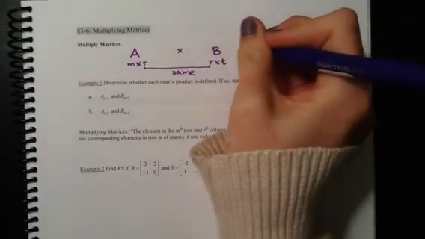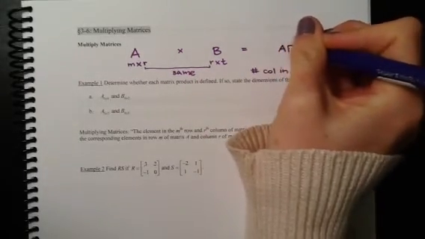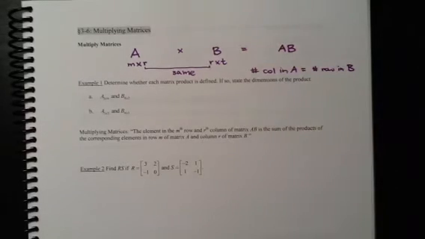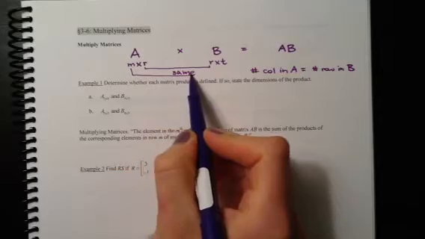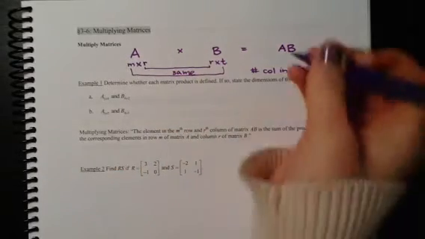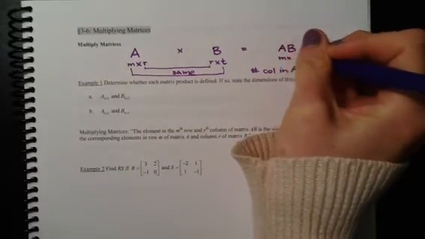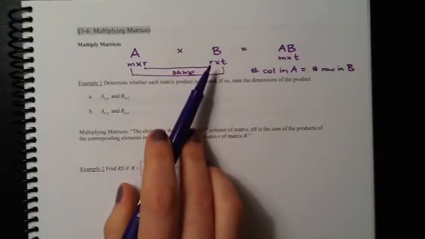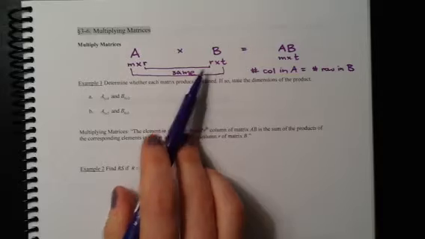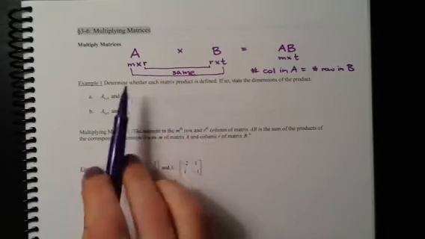And what ends up happening is you get a new matrix, and that matrix we just call capital A, capital B. The new matrix is going to be an M by T matrix. So the way that works is these inside dimensions have to match up. If they do, you can multiply them, and the new dimensions are the outside two dimensions.